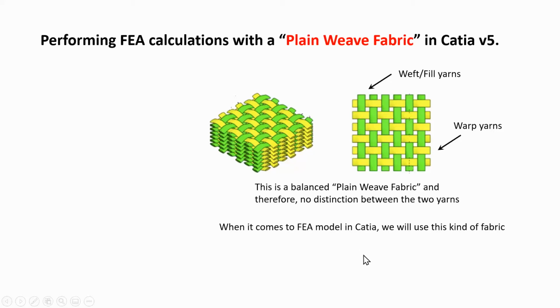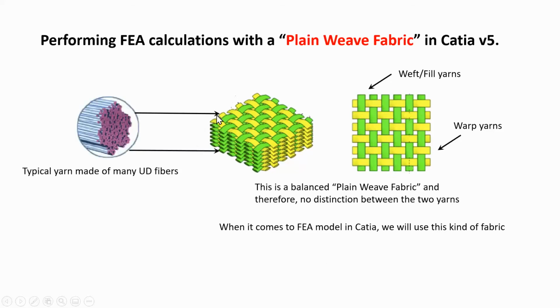Now, I'm going to be only concentrating on this. However, after we discuss this, you'll notice that even if that is not the case, the process of modeling it in CATIA is the same. Now, if you look at each one of these yellow pieces or the green pieces, each is actually a bundle of many carbon fibers, for example, or some other fiber together. These are called yarn. So this is a yarn. It's these yellow thingies and the green thingies, and then they go like that.